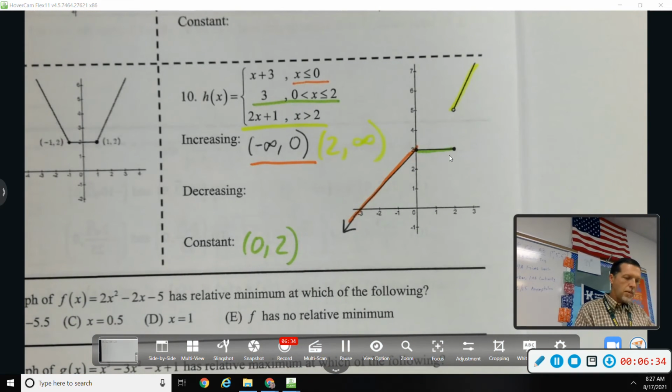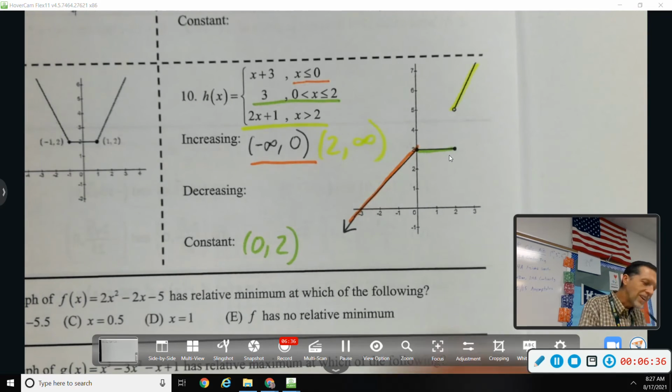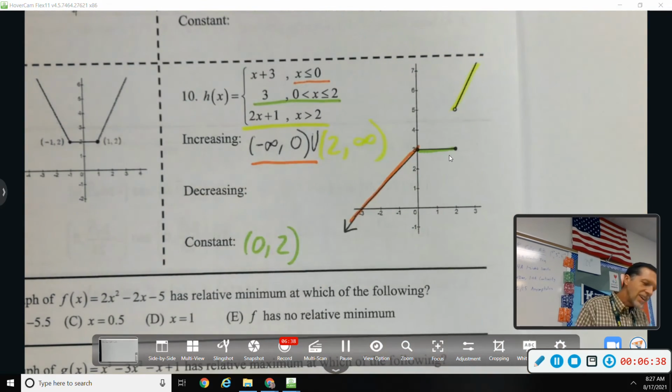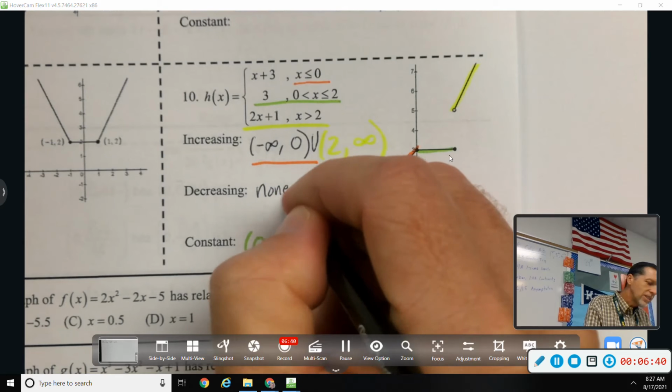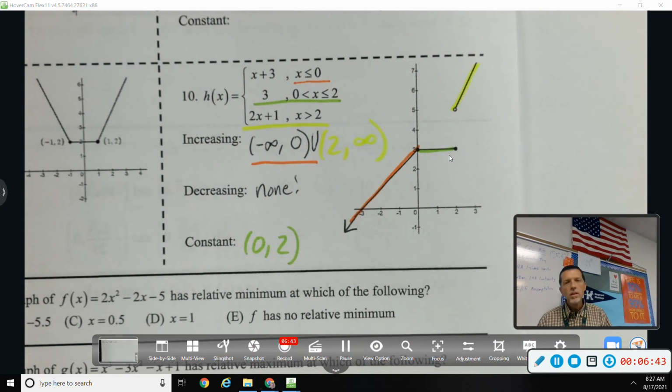Oh, so you don't put a U there? I do need to put a U there, yeah. And there weren't any decreasing intervals. So would that mean you'd have to put a U on 8 as well? So 8 is going to have multiple increasing intervals, yes.